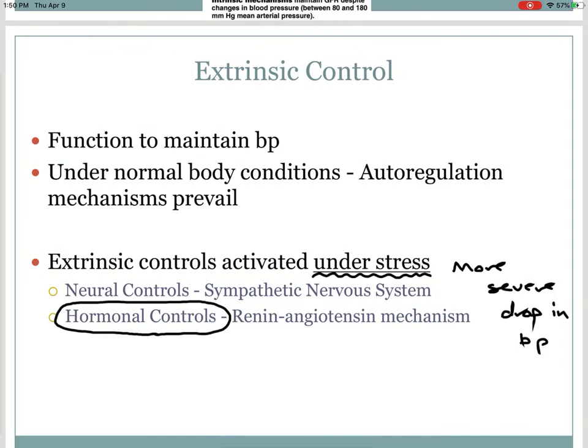So let's talk about when we have a more severe drop in blood pressure or when our body's under stress. We can no longer rely on the autoregulatory mechanisms alone. We have to rely on our extrinsic controls, which, look at it, I know you're looking ahead and you're excited, is the renin-angiotensin mechanism.